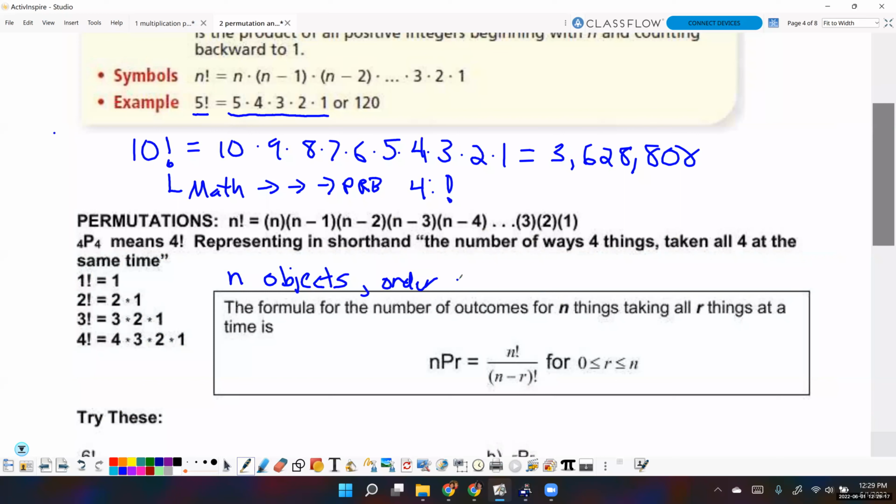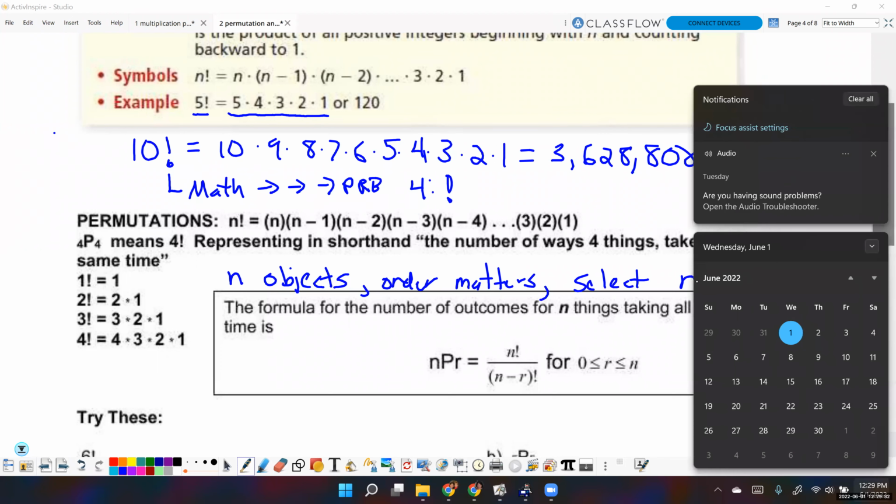N objects, order matters, and we are going to select R, right?